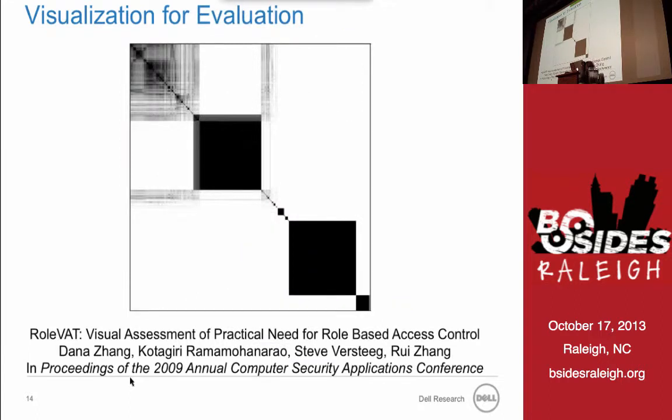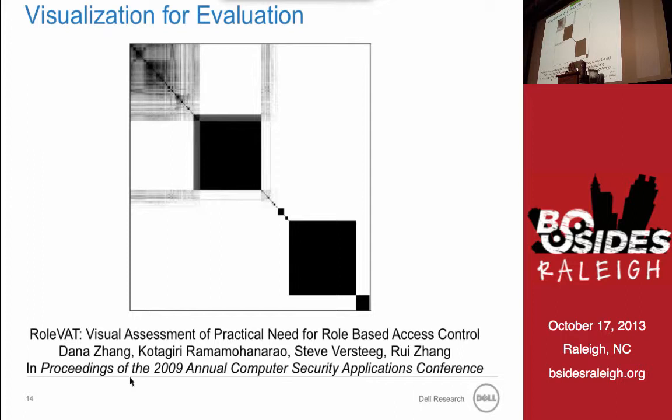Visualization for evaluation. So in this case, this is actually not mine. This comes from Dana Zhang and some other folks. Dana was doing her PhD associated with CA Technologies at the time and is now with Google. And what she was looking at is roles and how good are the roles that you have in your organization. And that was defined by looking at how many people you have and what is it they can access.